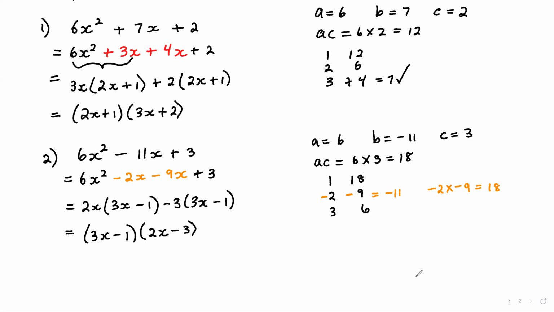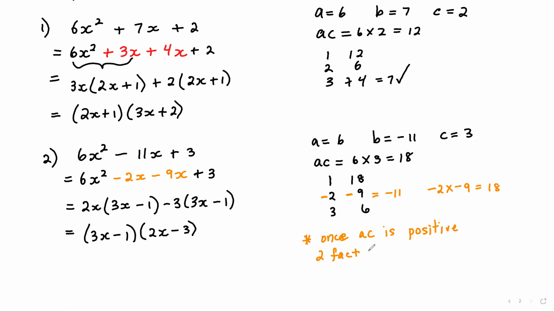Oh, here is an interesting thing, which we've done before, but I'm going to reiterate it now. When AC is positive and B is negative, the two factors will be negative, because that's the only way you could get B being negative while AC is positive. Because remember, to get a positive, you can multiply two negatives, right? So once AC is positive, the two factors are either going to be both negative or both positive. That is something to try to remember.